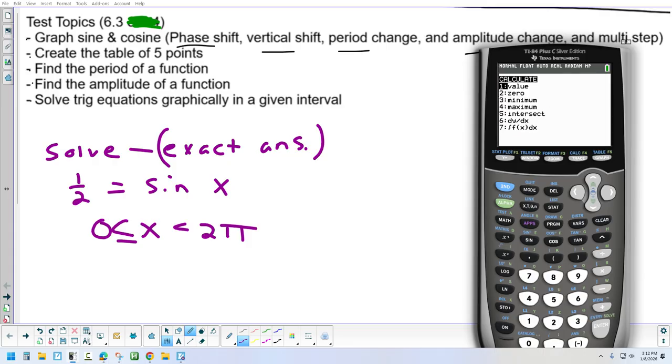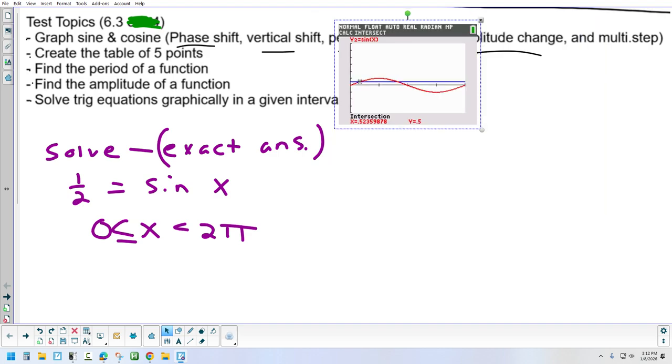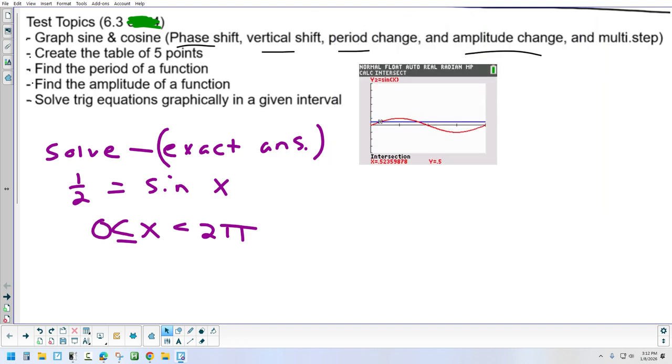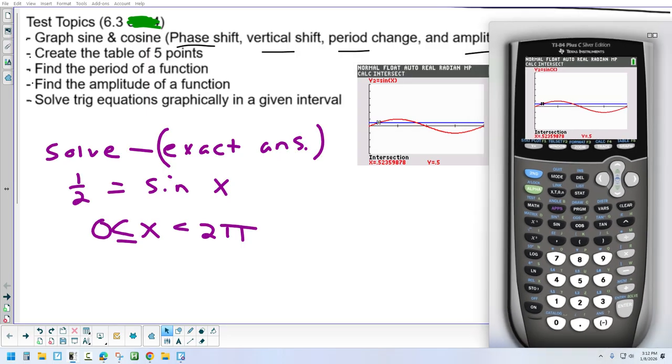Let's check the other one. Second calc, intersect. 0.5235. Is that exact? Nope, that's another decimal. We'll keep that one up here to remember that was one of the answers. But it's not exact. If I want you to get an exact answer, then when you do the problem in degrees, it will come out nice. So let's do it in degrees. And then if we want radians, we will convert our answer by hand to radians.